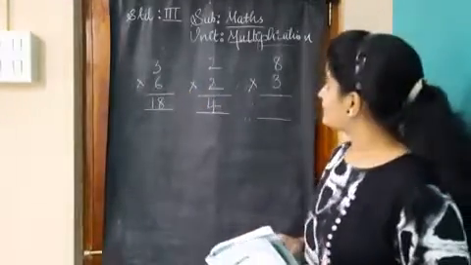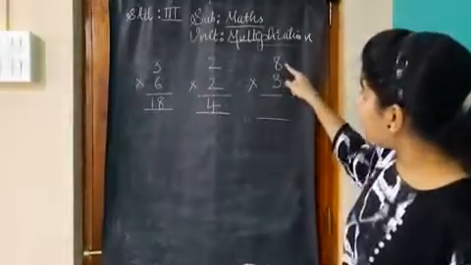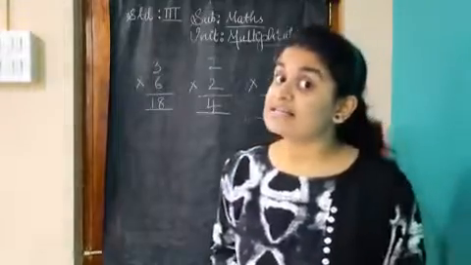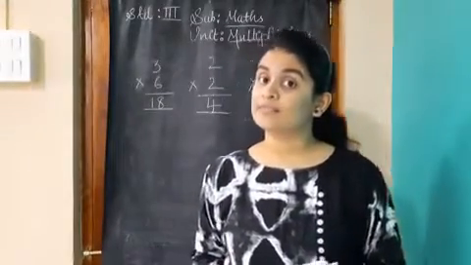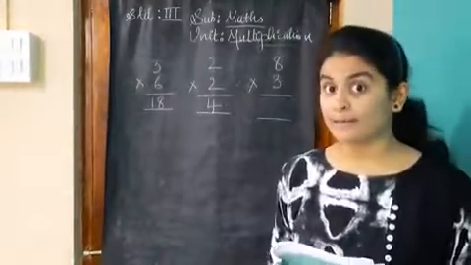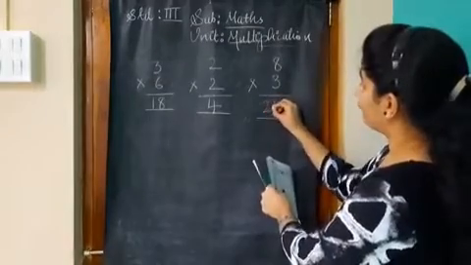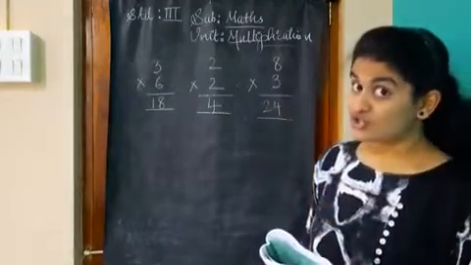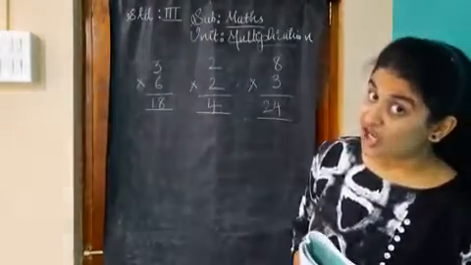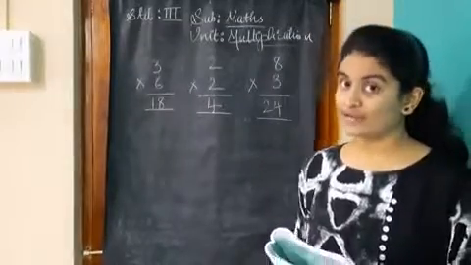Okay? So students, now tell me what is 8 3s are? कौन मुझे बताएगा 8 3s का आंसर क्या होता है? 8 3s is 24. बराबर? So we will write here 24. Understood? Yes. So students, now we will solve some more sums based on multiplication. Okay?